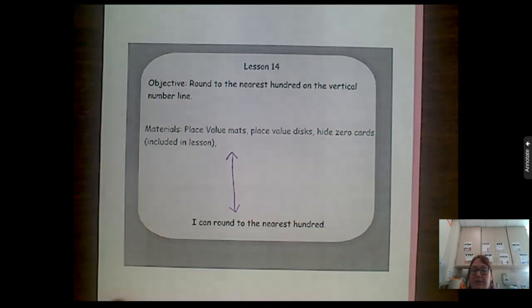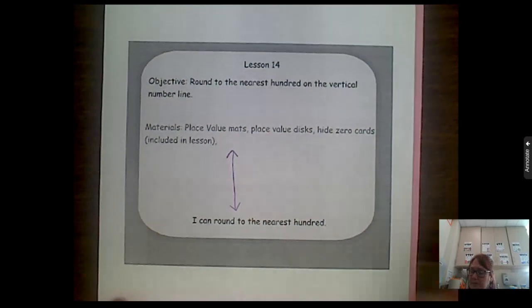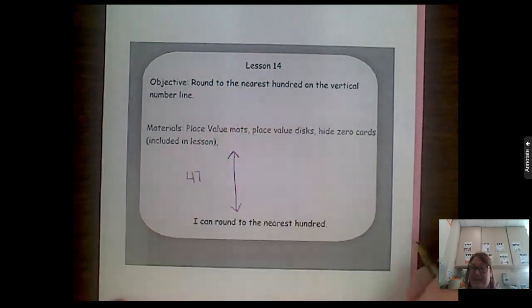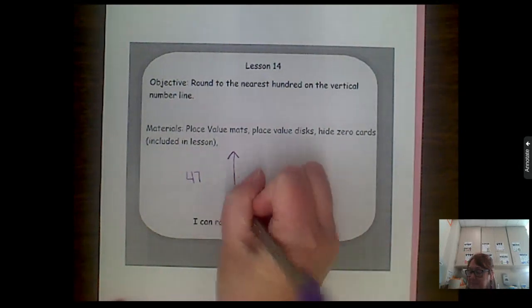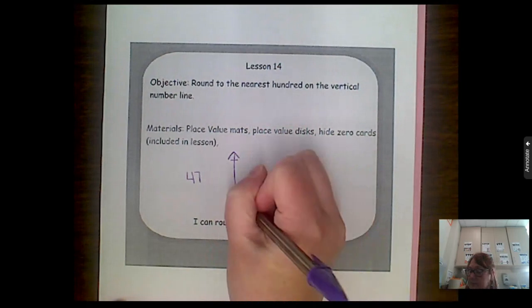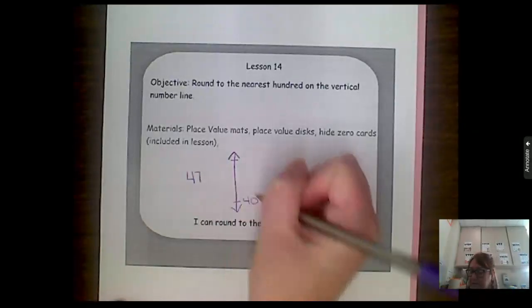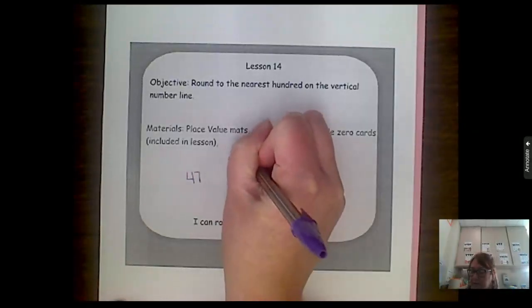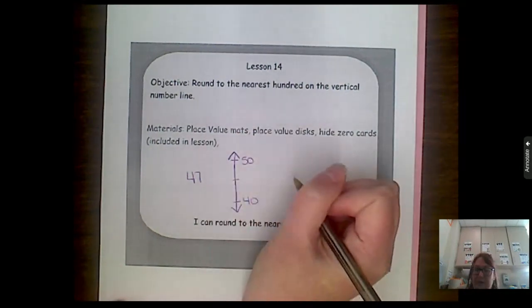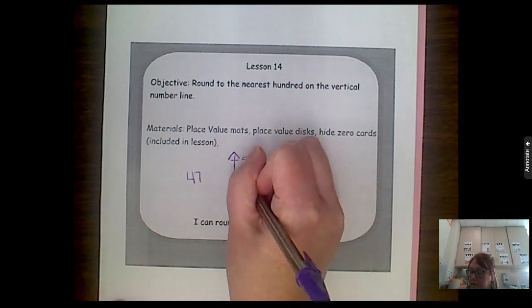Yesterday we had our number line, and let's say that we wanted to round 47 to the nearest 10. That's what we were doing yesterday. We were rounding to the nearest 10. So our job was to decide what two tens 47 was in between. What do you think? 40 and 50. And what would I put right in the middle between 40 and 50? What goes right there? 45.